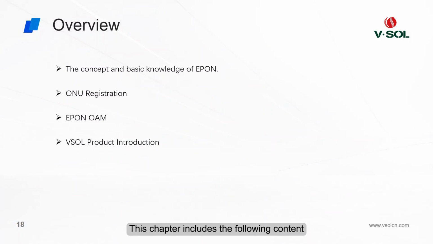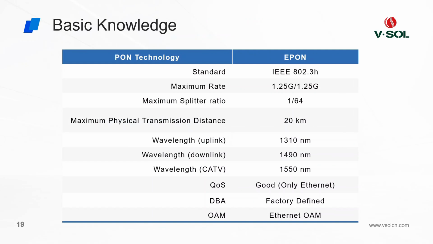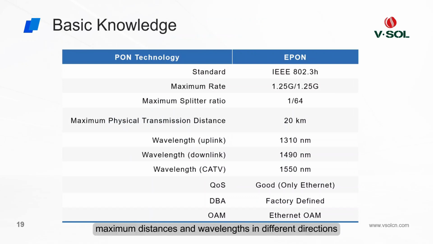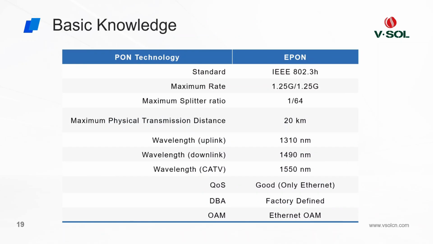The third chapter introduces the basic concepts, important parameters, and working principles of EPON technology. This chapter includes the following content: providing a brief introduction to the performance and working protocol of EPON. This is the EPON basic information, including standard protocol names, rate, maximum spectral ratios, maximum distances, and wavelengths in different directions. Through these parameters, we can understand the basic capabilities of EPON. We will also compare it with other PONs in the future.